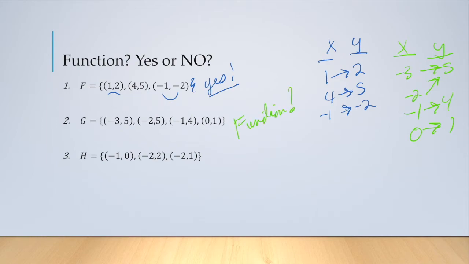Last but not least, in orange, I bet you can guess what this one's going to be. So I've got my x's and my y's. I have -1 going to 0. -2 goes to 2, and then I have -2 appear again and go to 1. Is this vending machine going to work? No. If I push -2, what do I get out? So this is not a function.